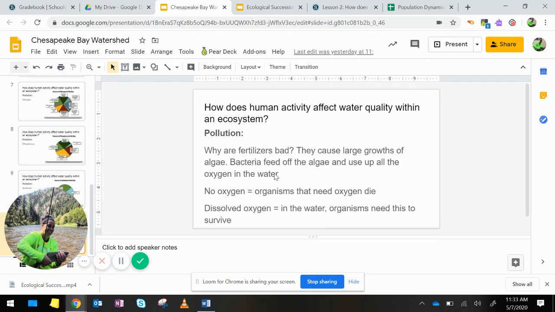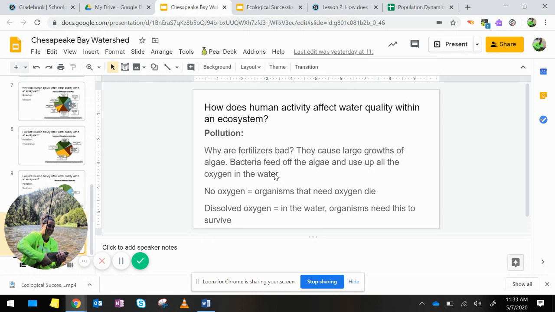So why are fertilizers bad? Why are nitrogen and phosphorus bad? Well, if you think about what fertilizers do, they cause large growths of plants. We put fertilizers down so our plants will grow. Well, in water, this causes large growths of algae. Bacteria will feed on the algae, and when they're feeding, they use up the oxygen in the water. If there's no oxygen in the water, then organisms that need oxygen die. And dissolved oxygen in the water is something that all the organisms in the water need in order to live. So if there's no oxygen, those organisms end up dying.